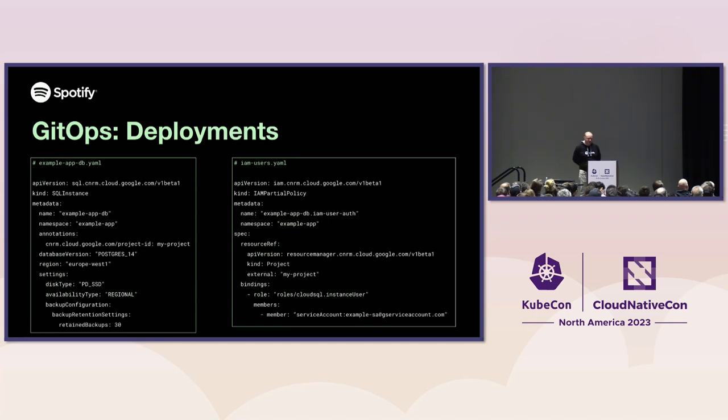So we use an open source project from Google called Kubernetes Config Connector. This allows you to define cloud resources as Kubernetes custom resource definitions. So here we've defined a cloud SQL database, Postgres, and a partial IAM policy, so our service account can access the database. Config Connector uses custom Kubernetes controllers to reconcile the state of cloud resources with what we've declared here. We call this declarative infrastructure, but more generically, it's GitOps. Changes to these resource definitions are applied as a separate build step before the application deployment.